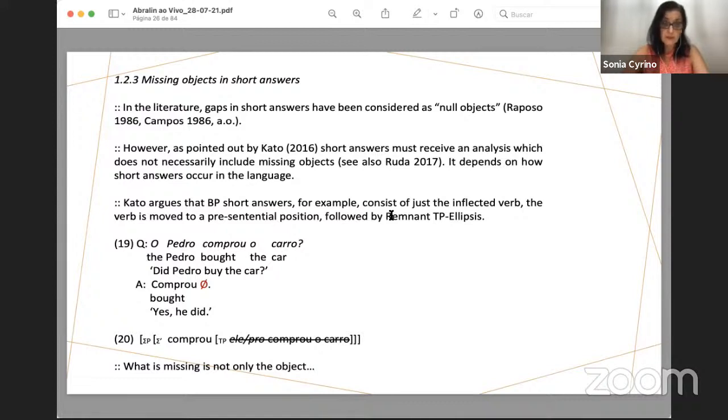For example, in Brazilian Portuguese, short answers, according to Cato, consist of just an inflected verb. In this case, the verb is moved to a pre-sentential position, and then we have TP ellipsis: the remnant of this movement is elided. So you have in 19, o Pedro comprou o carro? The answer is comprou. But this structure is here: the TP moves to the front, and then the TP is elided. So really, we don't have only the object missing here.